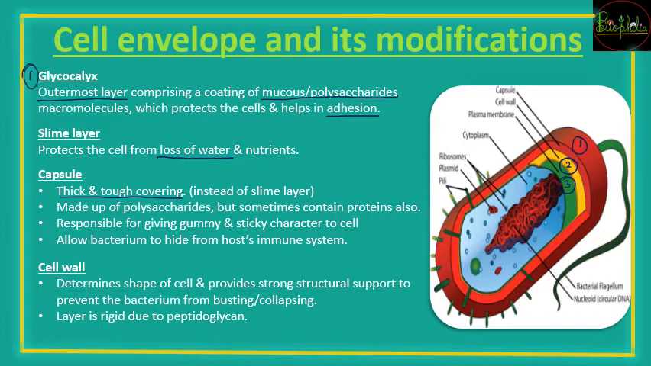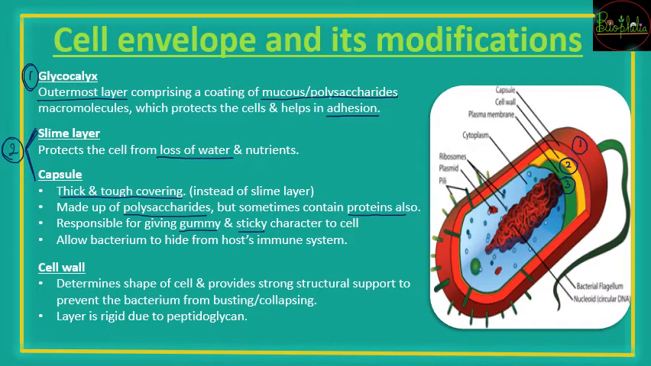So glycocalyx is the first one, and these two together are going to make the second one. The capsule is going to be thick and tough. The slime layer, how will it be? It will be soft and flexible. So instead of a slime layer, some bacteria can have a thick capsule. It is going to be made up of polysaccharides, but sometimes it can also have proteins. And the capsule is going to be gummy, sticky, and responsible for adhesion as well.